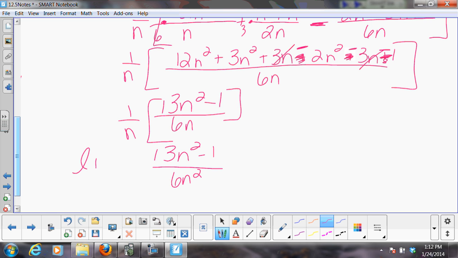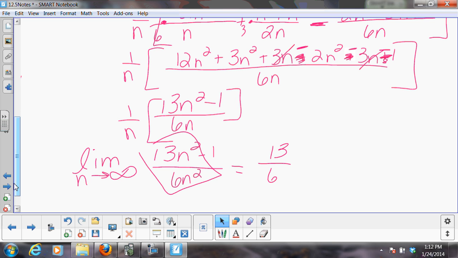Now remember the actual thing says we're taking the limit as n goes to infinity. Leading terms, same exponents, 13 over 6. Here's a little hint with these questions. If you do these and you don't get leading terms with the same exponents, you did something wrong. All of these questions for area under the curve should have leading terms with the same exponents. So you could just take their coefficients.